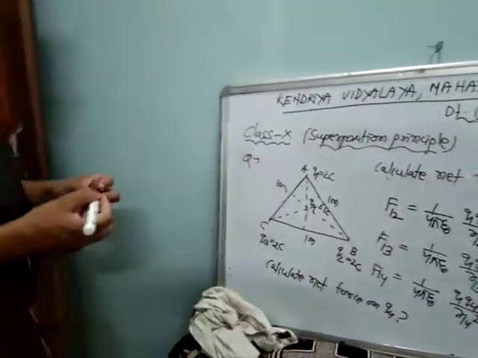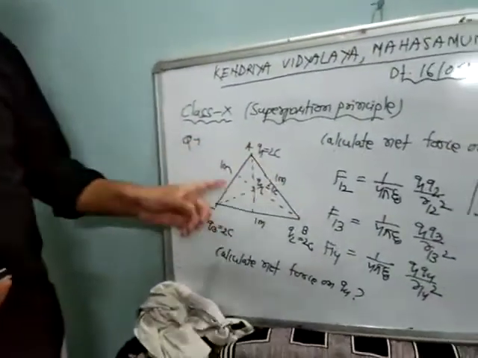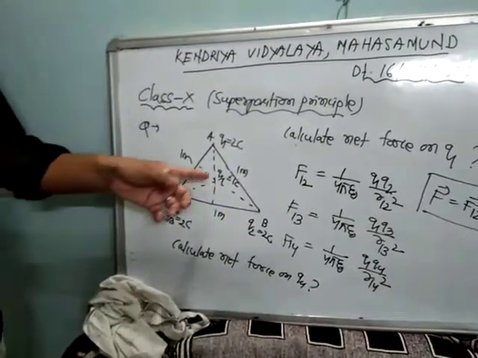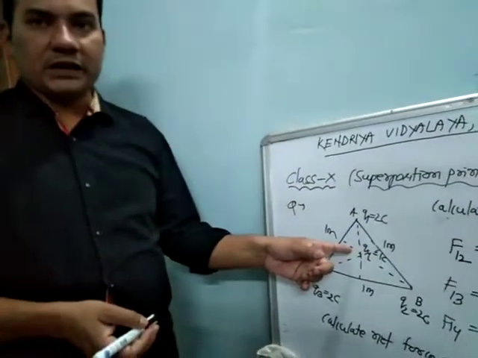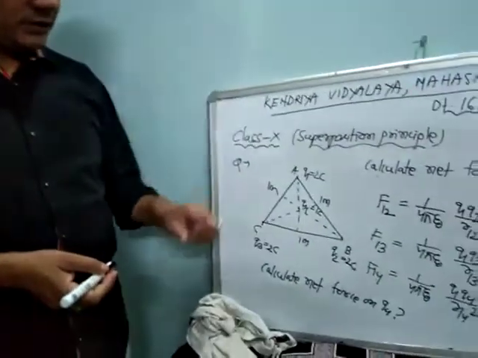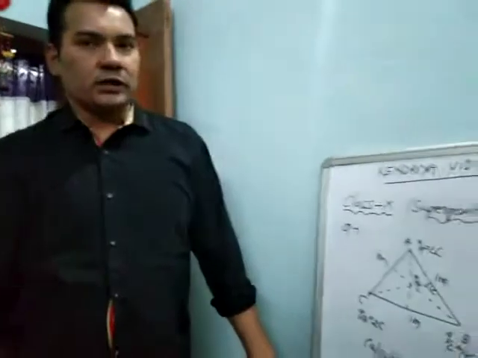This is the question. So all the three charges Q1, Q2 and Q3 are at the corners. Each side of the triangle is 1 meter and each charge is 2 coulomb. You have to calculate the net force on the charge Q4, which is 1 coulomb and which is placed at the centroid. So for today, you try this question. Tomorrow again we will solve this and we will also solve other questions.